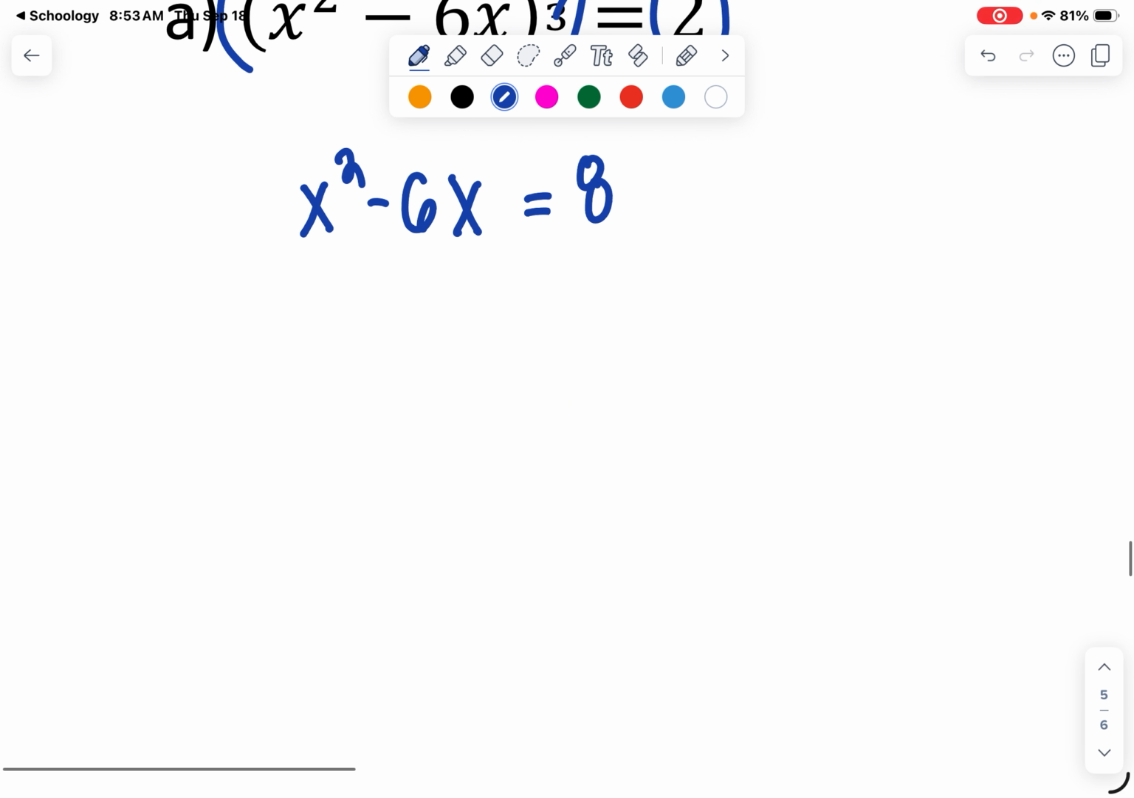This is a quadratic with an x squared and an x, so the first thing I'm going to do is try to factor it. It needs to be equal to 0 in order to do that.